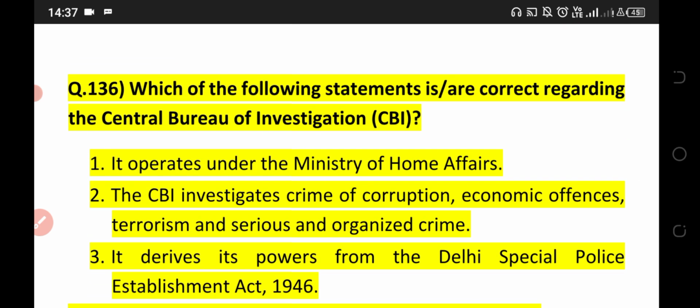Which of the following statements is/are correct regarding the Central Bureau of Investigation (CBI)? 1. It operates under the Ministry of Home Affairs. 2. CBI investigates crimes of corruption, economic offences, terrorism, serious and organized crime. 3. It derives its power from the Delhi Special Police Establishment Act 1946.